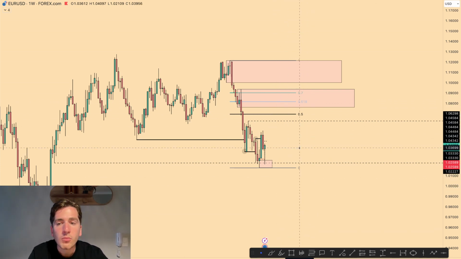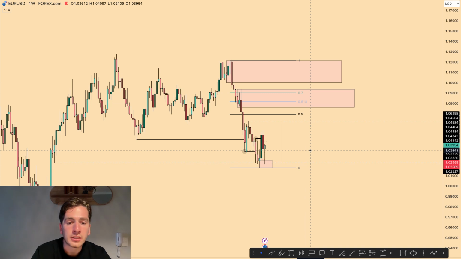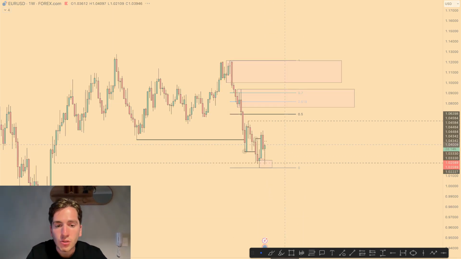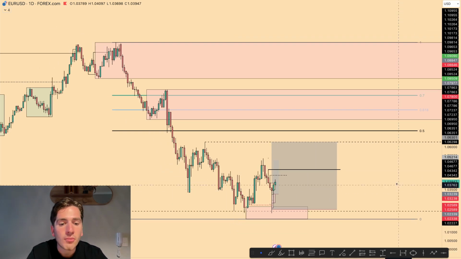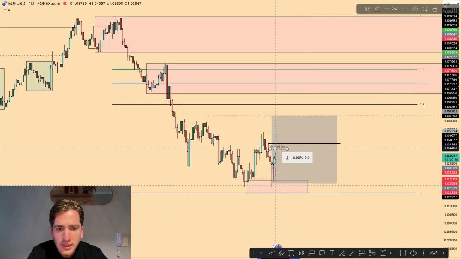Okay, so for now dollar is weak, euro is strong, and looking to capitalize on that further towards the upside on Euro USD. Looking here at the daily time frame, again, very clean price action.